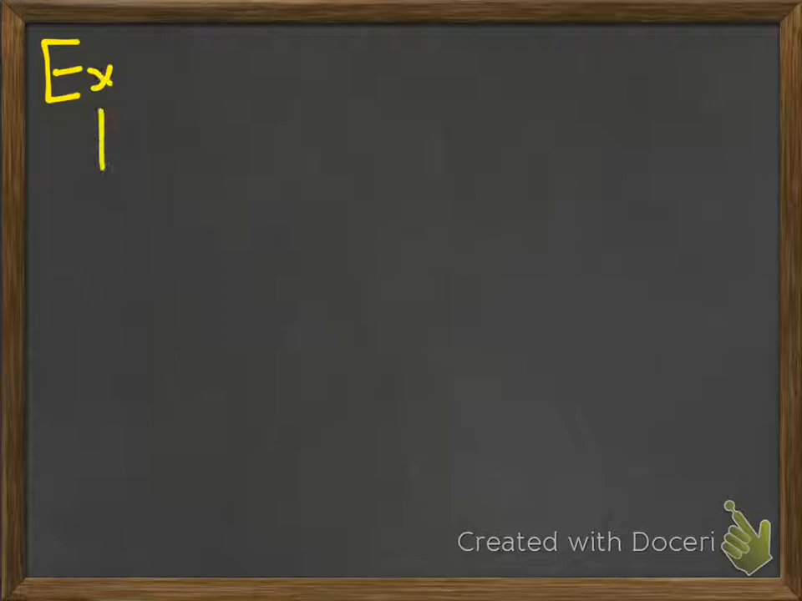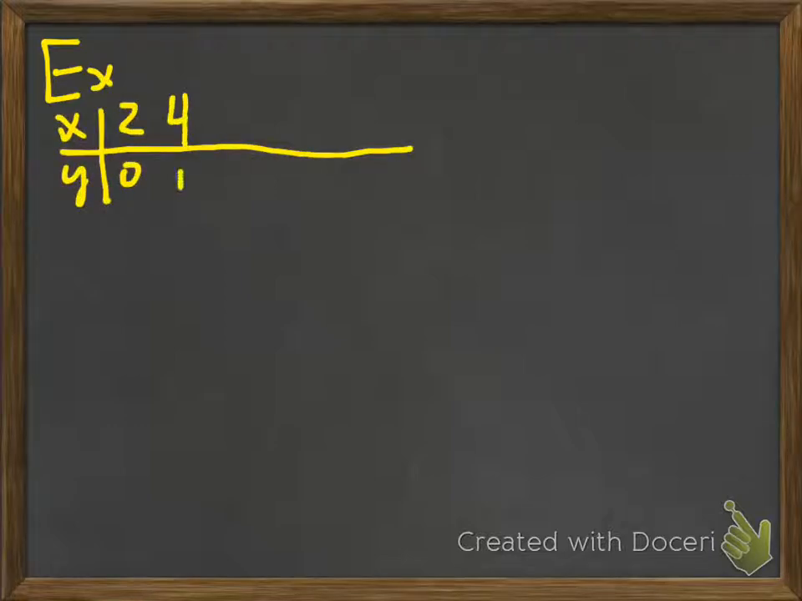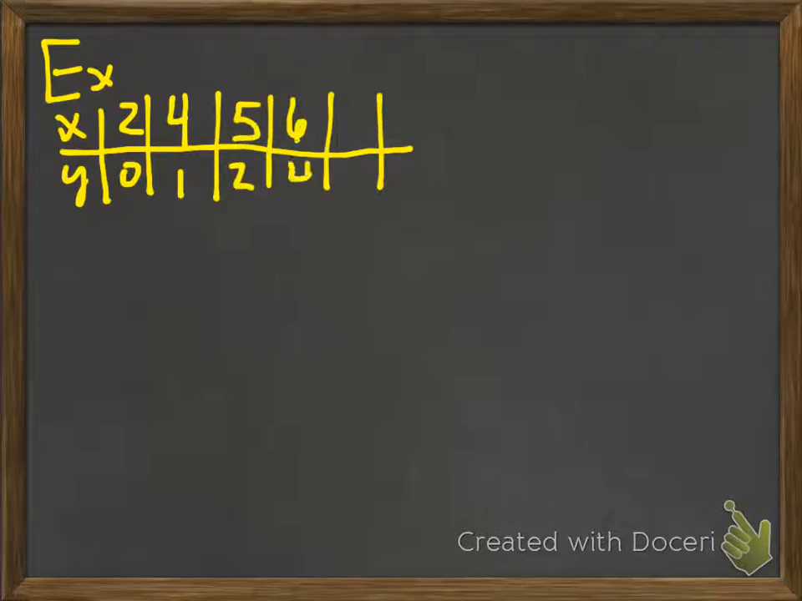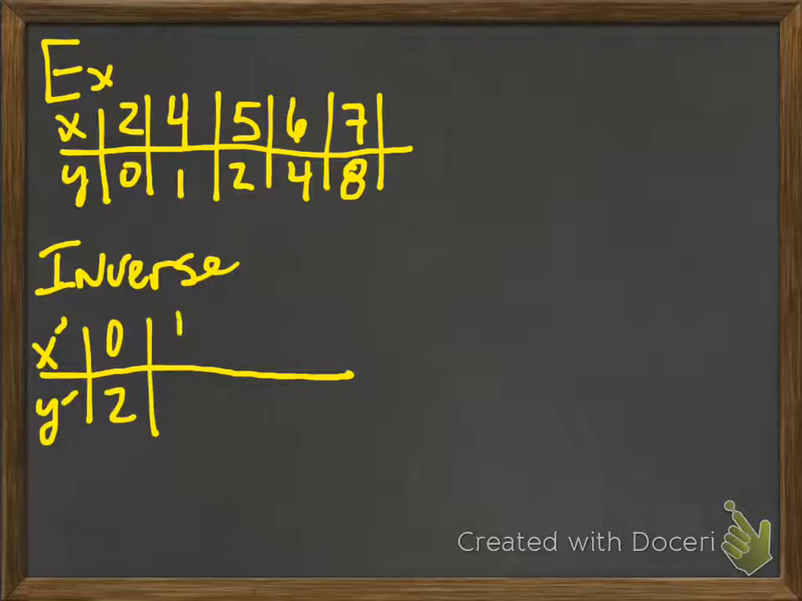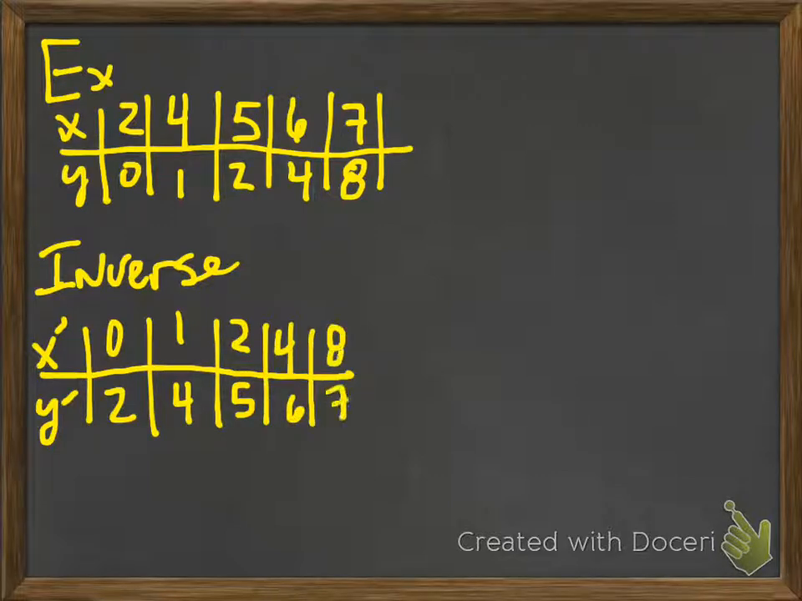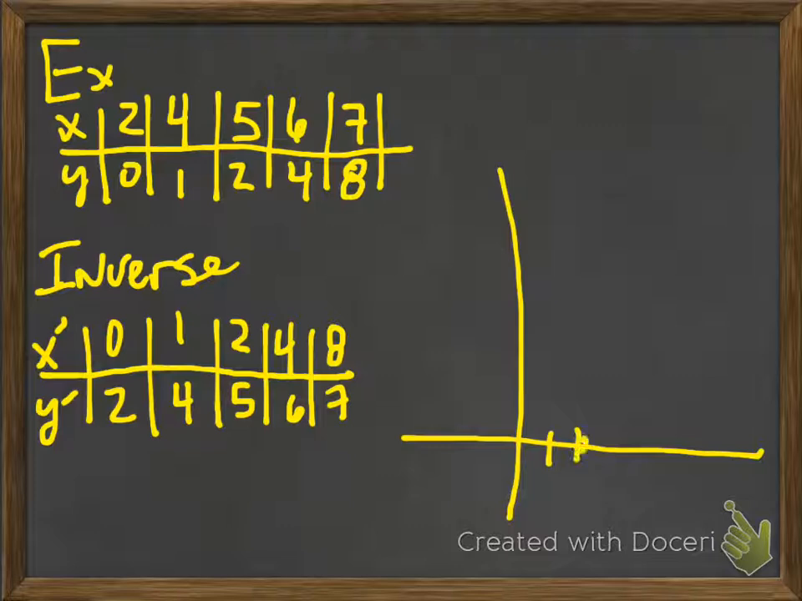So, for example, here is just some points for a function, and the next one I'm going to show you is the inverse, and all I'm going to do is switch them so that instead of being 2, 0, it's 0, 2. Instead of being 4, 1, it's 1, 4. Instead of being 5, 2, it's 2, 5. 6, 4 becomes 4, 6. 7, 8 becomes 8, 7. And then look at the graph.